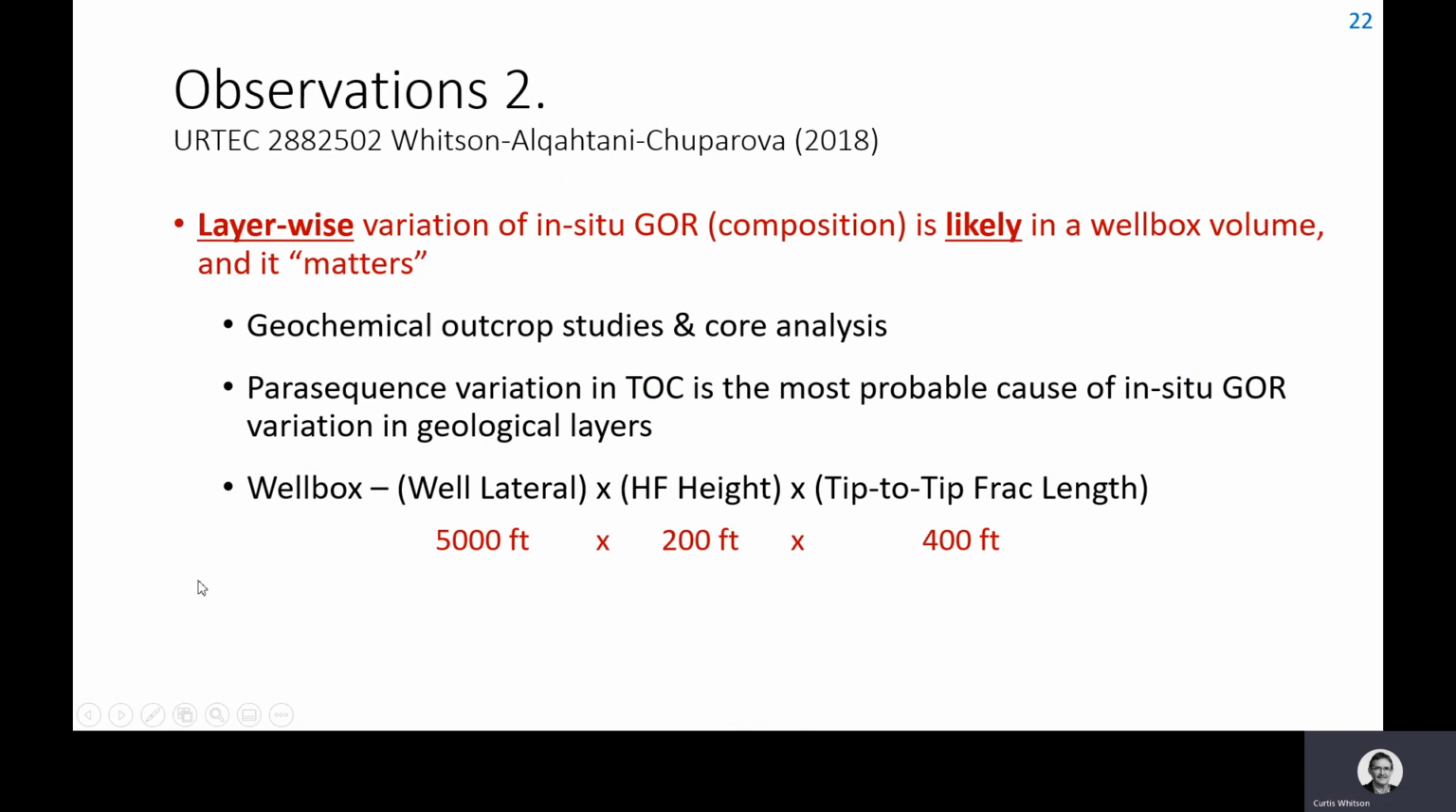The second important observation we want to talk about today is this layer-wise variation of in situ solution GOR, which is likely to be found within a well box volume, and it does matter on production performance of the gas oil ratio for a well. Now, we studied the literature of geochemical outcrop studies and core analysis and the correlation of TOC to the in situ GOR, and basically proposed that we look at a layer-wise variation of solution in situ gas oil ratio within the well box, having dimensions such as this.